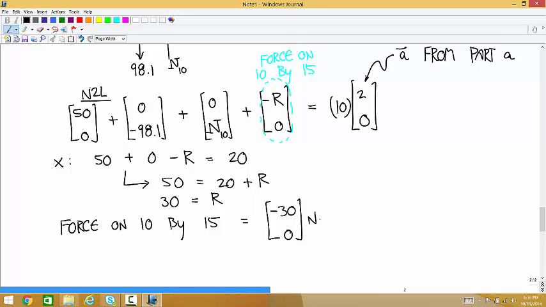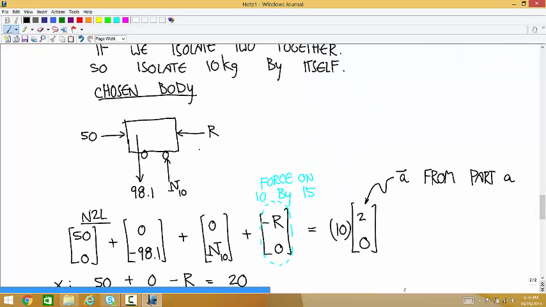Mathematically it's negative because we had a negative in this formula for the force vector, but the reason we add that negative is because in this drawing of the chosen body, it was acting in the negative x direction.